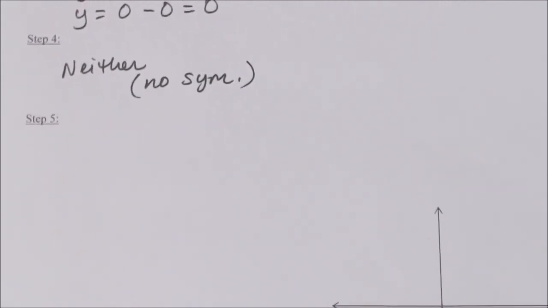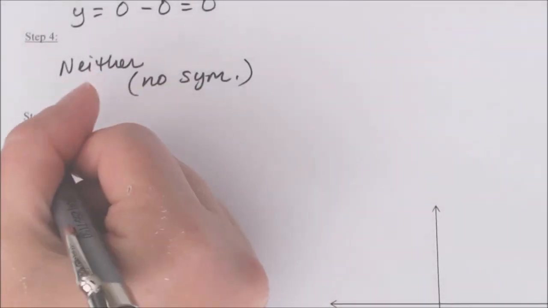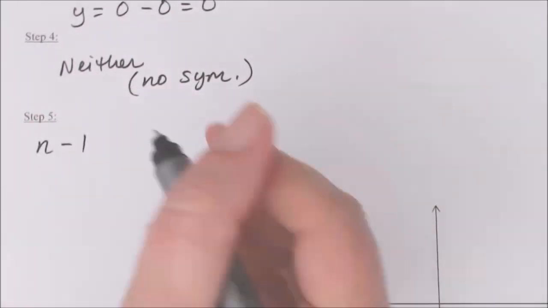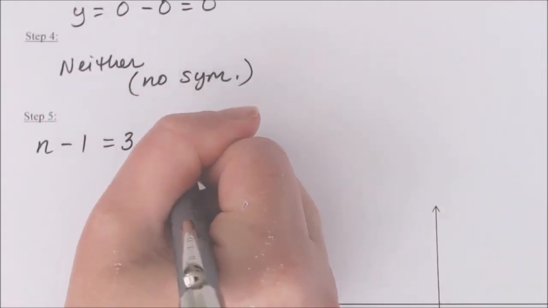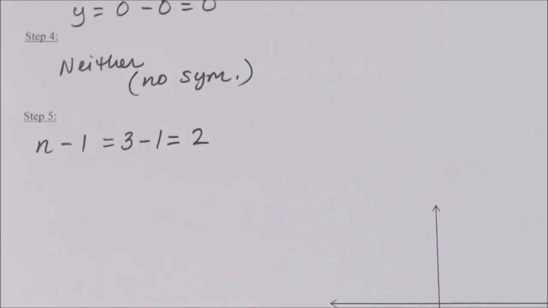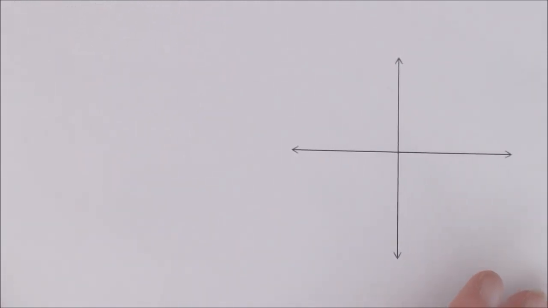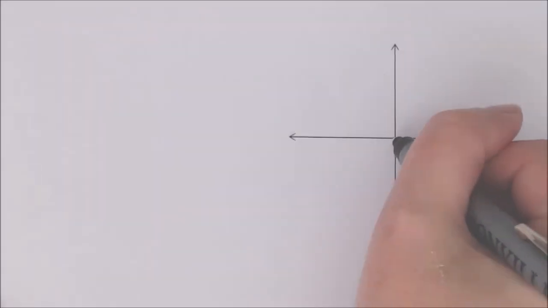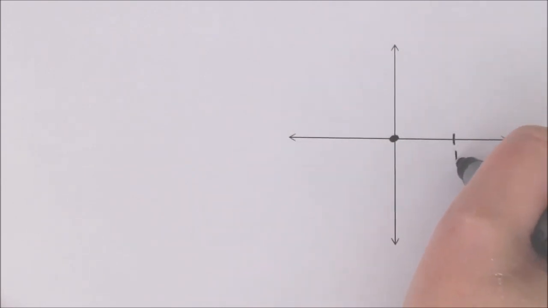Step 5 was to determine the max number of turning points. So remember, turning points is n minus 1. So in this case, that's 3 minus 1, or 2 turning points. Let's go ahead and put this all together. So my x-intercepts were at 0 and at 3. My y-intercept was at 0, so I've already got that point on the graph.